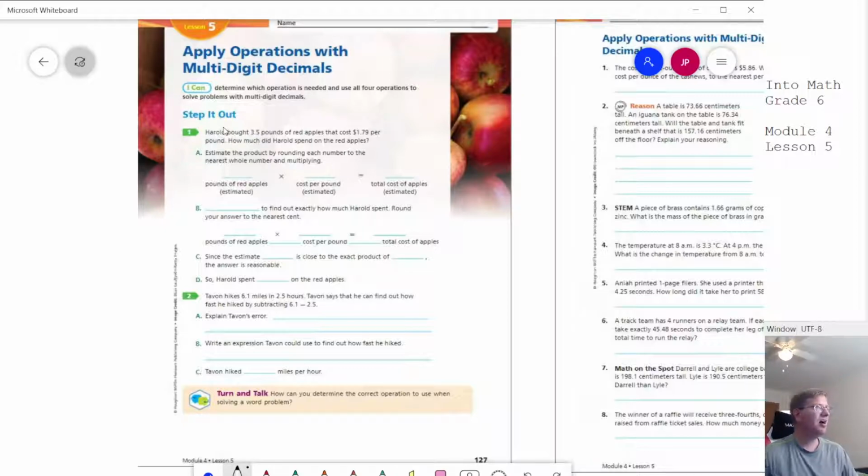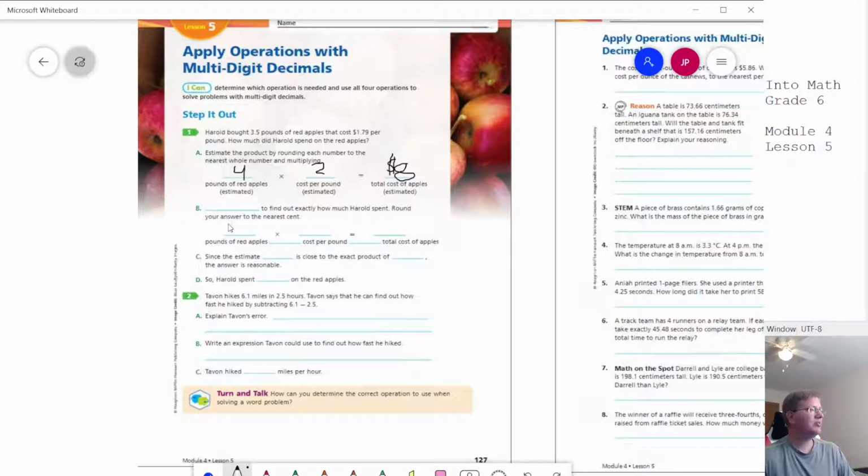For our first problem, we are going to be taking an estimate, and it says to estimate the product by rounding each number to the nearest whole number. So 3.5 is going to round up to 4. Our dollar amount is going to round up to $2 per pound, and so our estimate would be $8. And then I believe they're going to go ahead and find the exact amount.